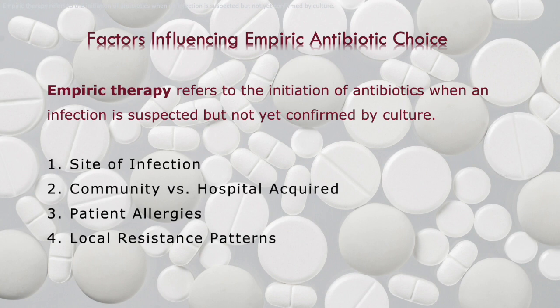Empiric therapy refers to the initiation of antibiotics when an infection is suspected, but not yet confirmed by culture. You use the site of infection, community versus hospital-acquired, patient allergies, and your local resistant patterns.